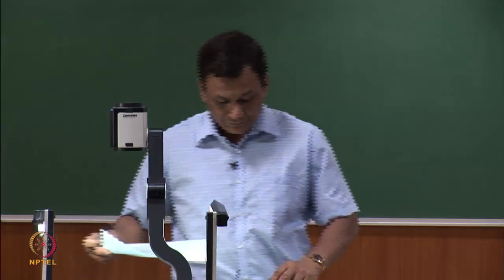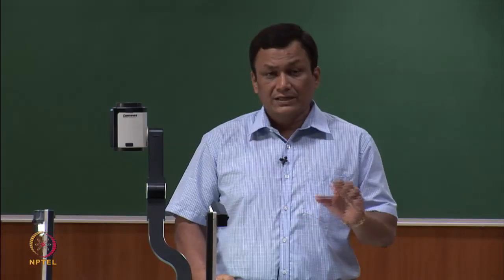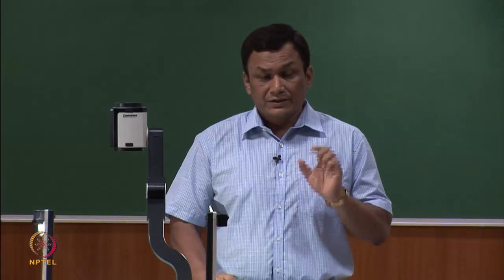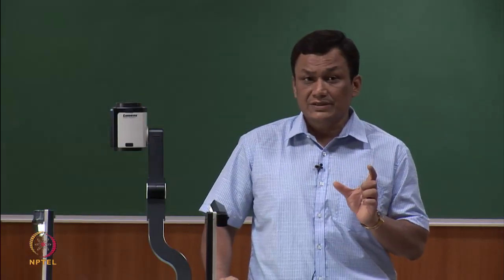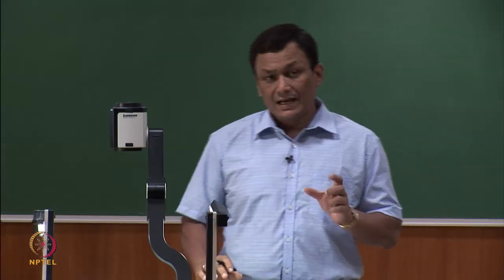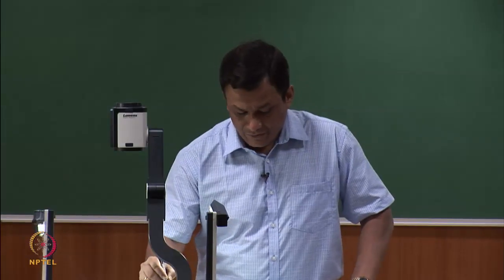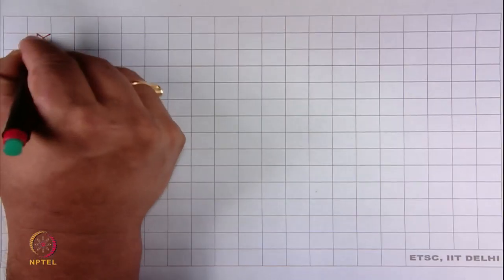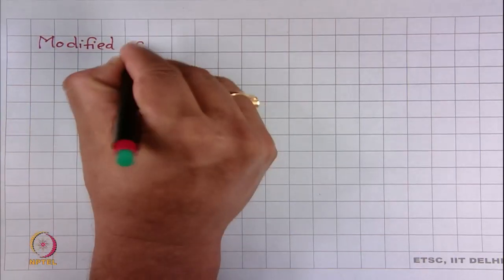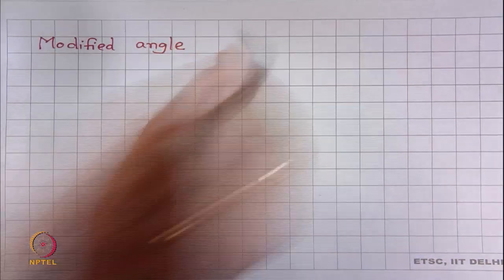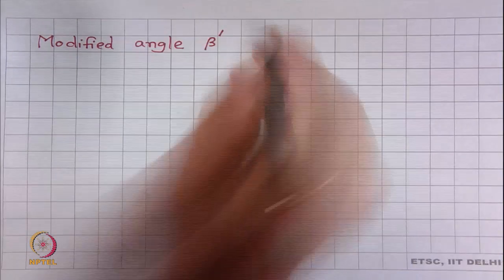Then we try to find out the modified angle. The surface fiber twist angle at yarn diameter D was beta subscript D. Now, what is the angle at diameter D prime? Let us say this is the modified angle. We name it as beta prime.